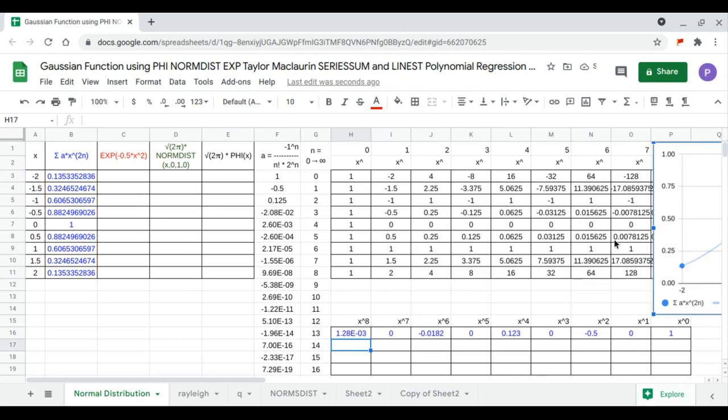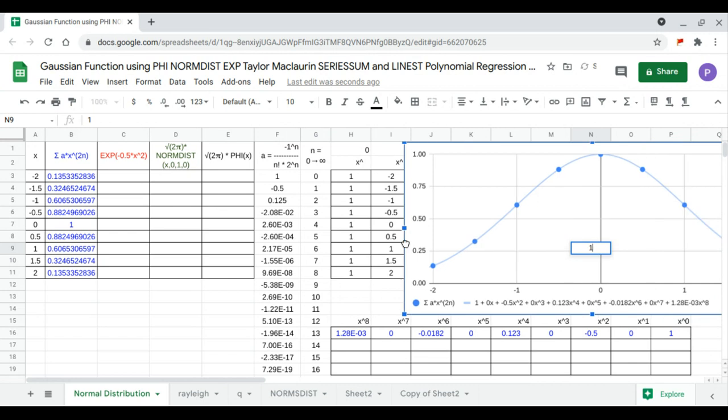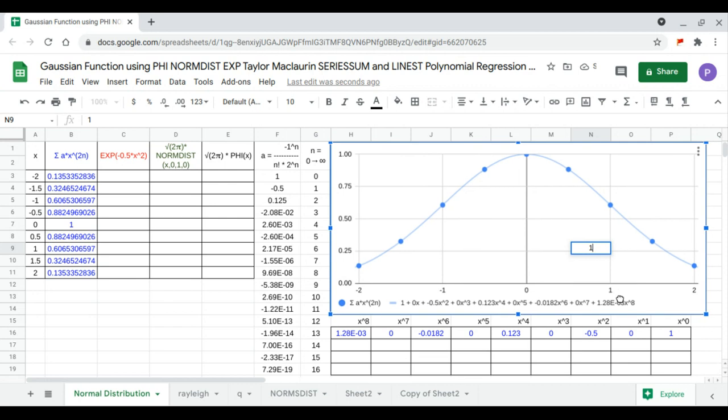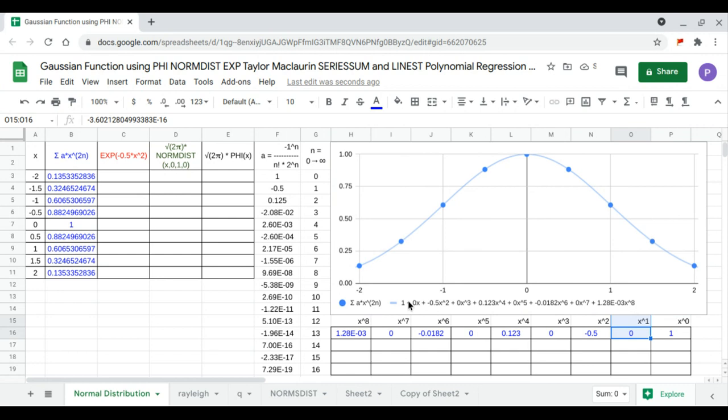So here you have the trend line. So let's verify. X to the 0 has 1, x is 0, x squared is minus 0.5, x cubed is 0, x to the 4th is 0.123, x to the 5th is 0, x to the 6th is minus 0.182, x to the 7 is 0, and x to the 8 is 1.28 times 10 to the minus 3.